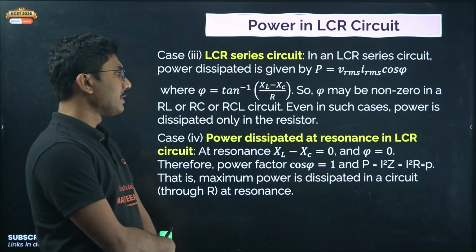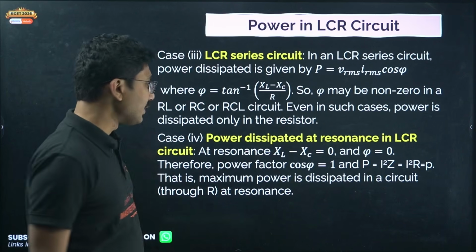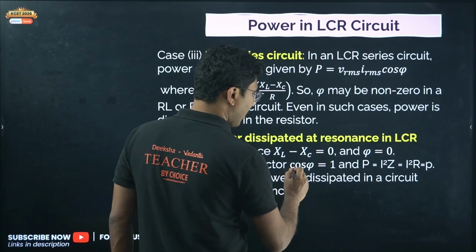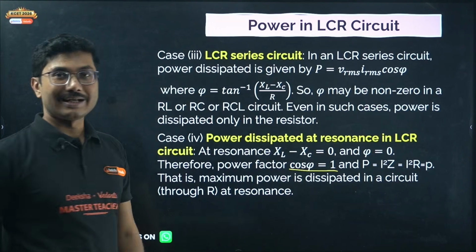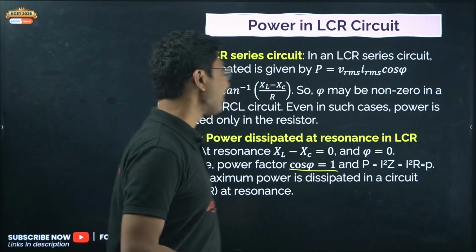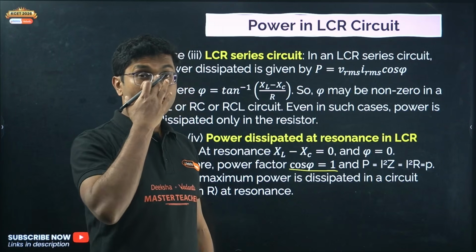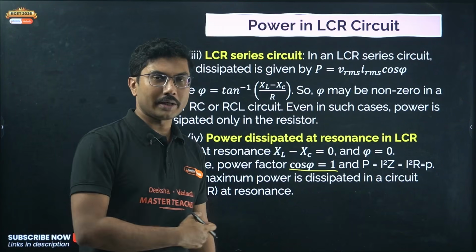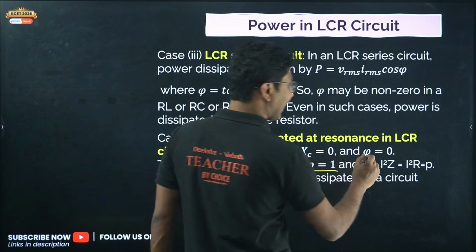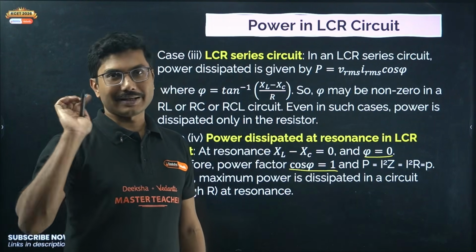Okay. Power dissipated at resonance in an LCR circuit: at resonance XL equals XC and phi equals 0. So therefore power factor again becomes 1. This is also very, very important. Power factor is 1 at resonance. So they will ask what is the power factor? What is phi? Phi at resonance is 0. Power factor is 1. Maximum value of cos phi is 1. Angle is 0. So don't confuse between angle and power factor. Angle is 0 but power factor is 1.